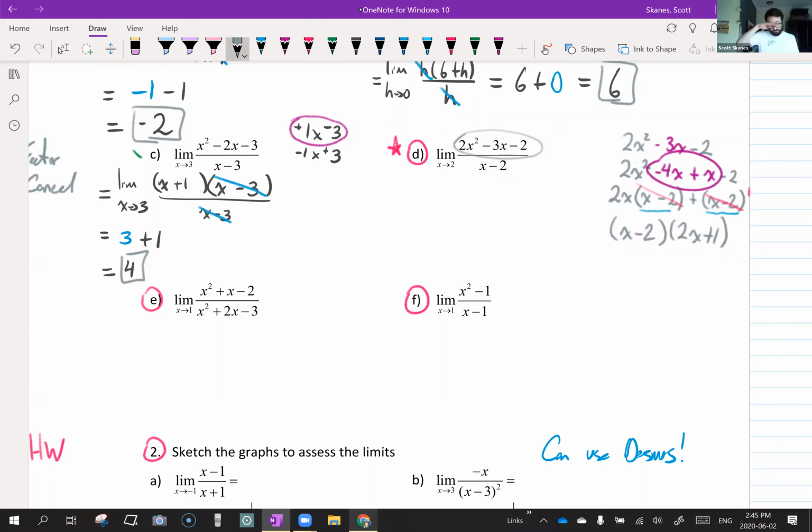Many students won't remember how to do that, and honestly, it's okay. I'm not going to make you do real complicated factoring. It's just not going to happen. So let me rewrite the top.